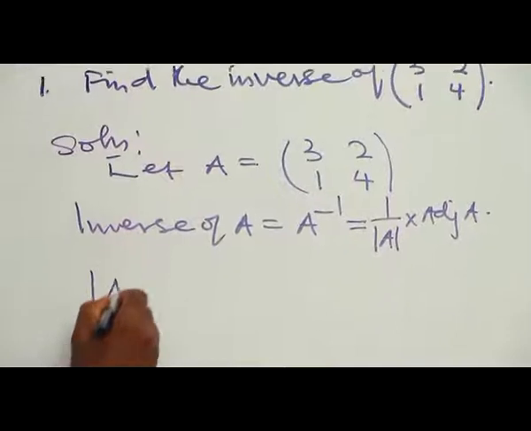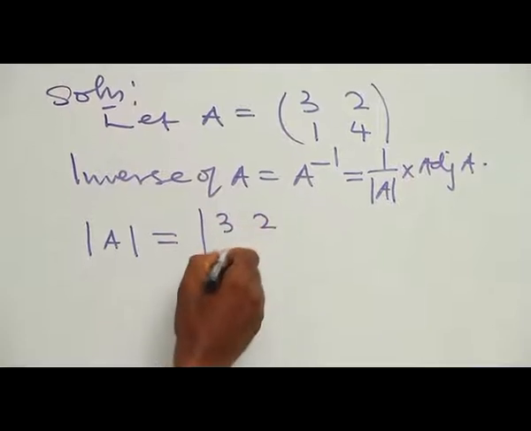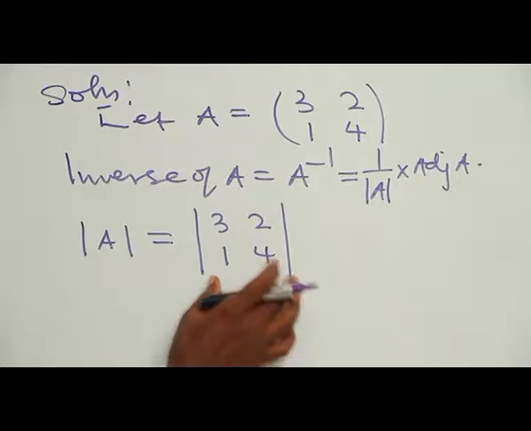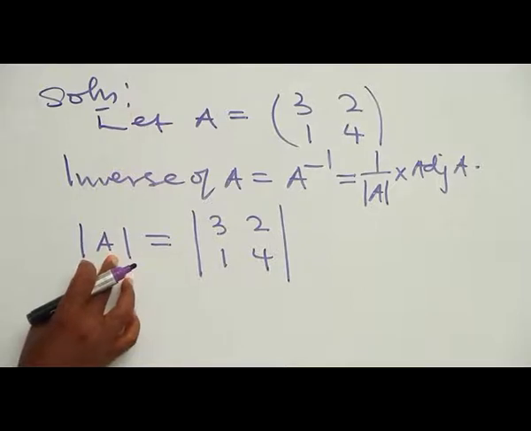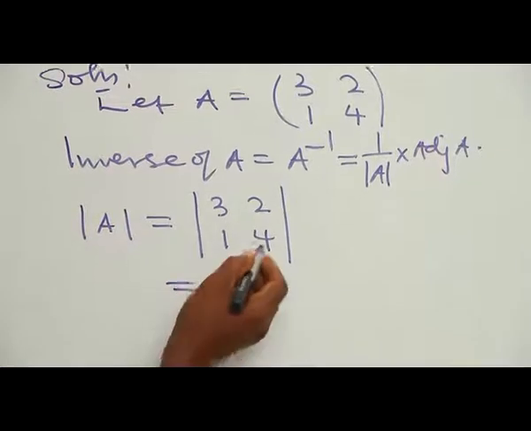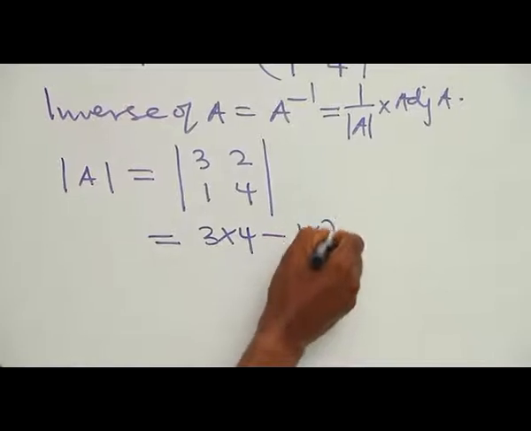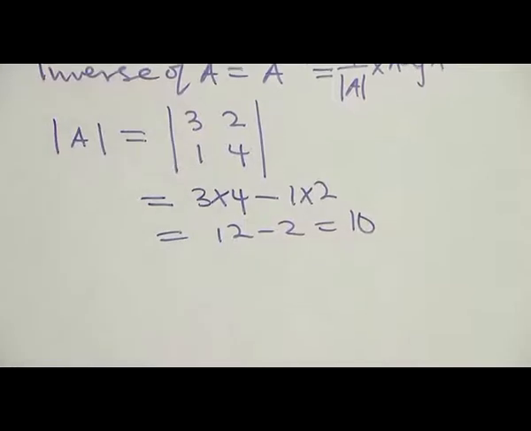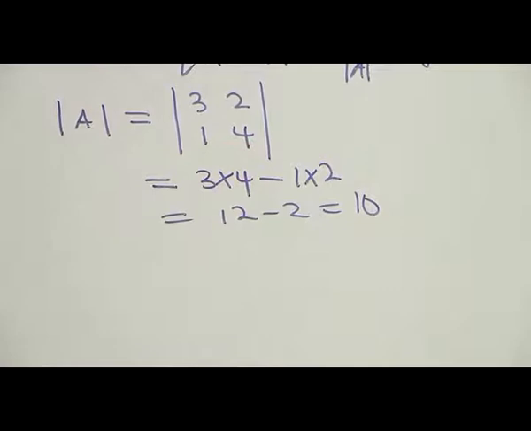Now, we first of all find the determinant of A, and that will be 3, 2, 1, 4. With this bar, we are defining that it is the determinant of A. You can see that we put a bar by A. So this means we can find 4 times 3 or 3 times 4 minus 1 times 2. The result is 12 minus 2, and that is the determinant. So you have known how to find the determinant of a 2 by 2 matrix.